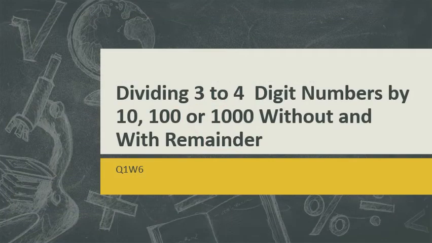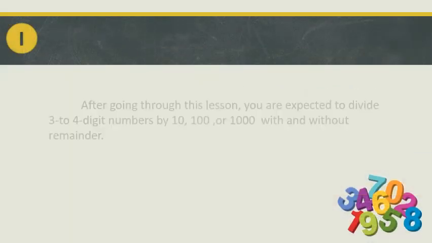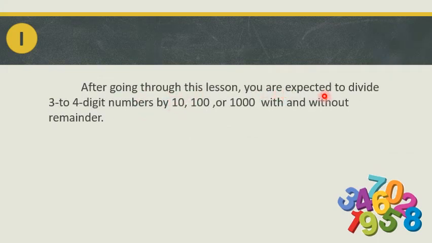So, after our first lesson, this is our second lesson: dividing 3 to 4 digit numbers by 10, 100, or 1,000 without and with remainder. This is very easy. After going through this lesson, you are expected to divide 3 to 4 digit numbers by 10, 100, or 1,000 with and without remainder.